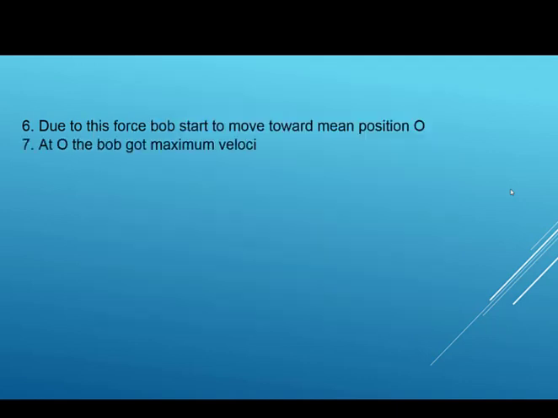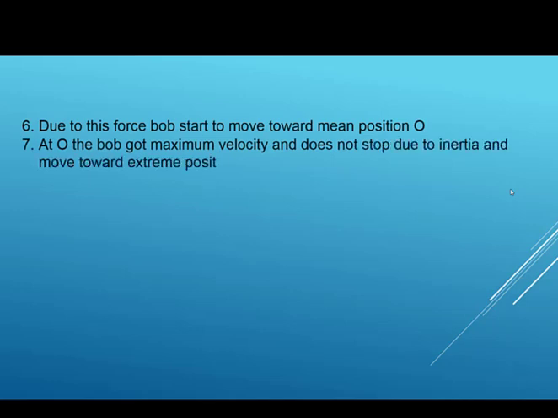No. At O, the bob has maximum velocity and does not stop due to inertia, and moves towards the other extreme position B. We know very well that an object in a state of rest or in a state of motion will continue in its state unless acted upon by an unbalanced force. So when the bob reaches point O, it has maximum velocity, due to which it is not going to stop at O, and it will move to the other side, to the other extreme position B.